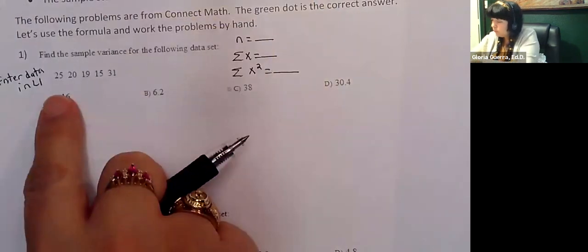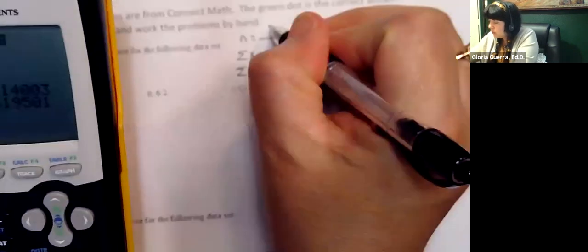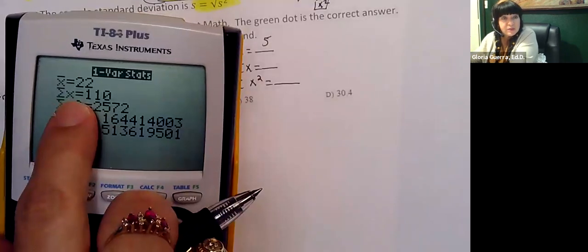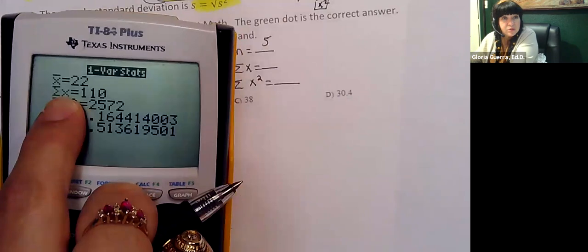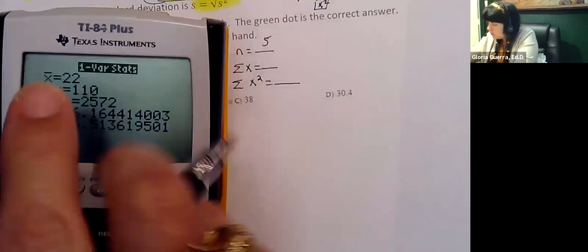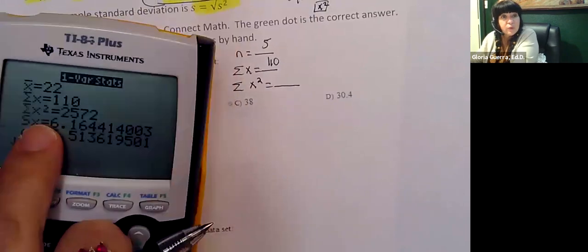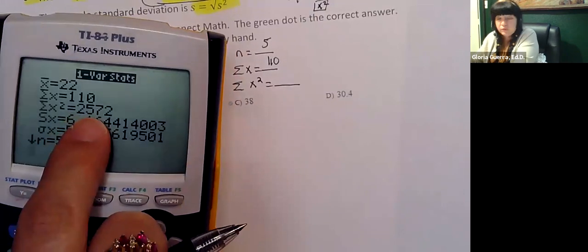Okay, so what we need to grab for now is, see the n is 5: 1, 2, 3, 4, 5. And then you see this summation of x, that's the sigma Greek letter. Summation of x is 110. And then see this summation of x squared, that's 2,572.